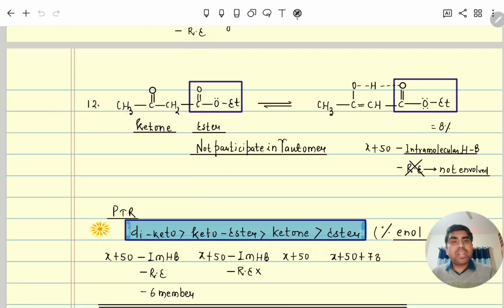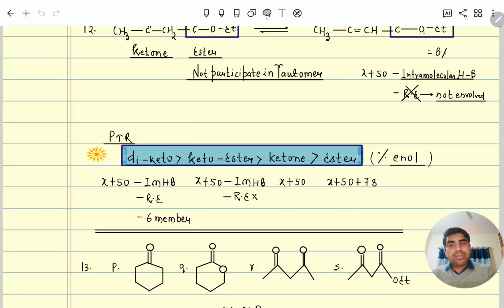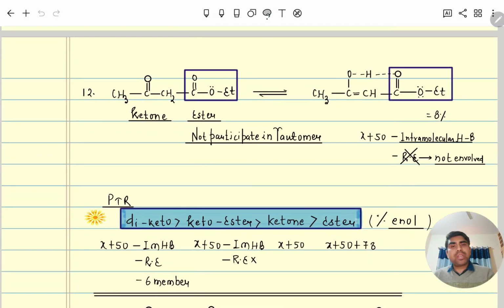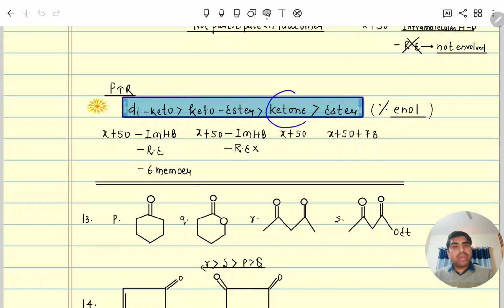So once again we will update that point to remember: first, in the diketo system, X plus 50 minus these 3 factors; in keto ester, X plus 50 minus intramolecular hydrogen bonding, not resonance energy, because resonance is still here. Resonance was happening and here also resonance, it is simply a spectator. Next, ketone, it is X plus 50, and then after that ester, so the percentage of enol is this.